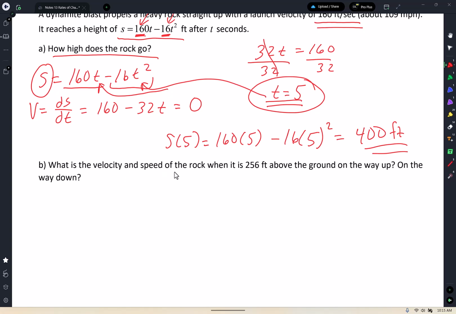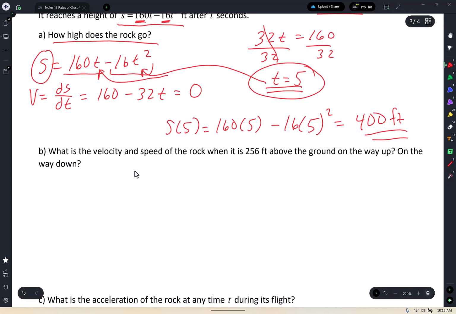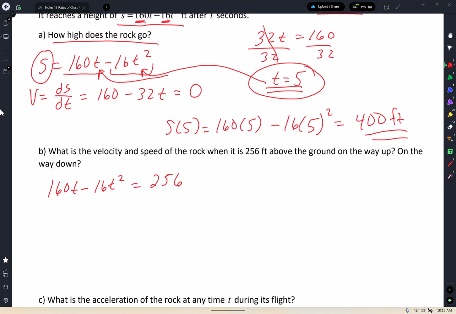What is the velocity and speed of the rock when it is 256 feet above the ground on the way up and on the way down? All right, find the time values. So here it is. I'm going to write 160t minus 16t squared equals 256. Do you guys know why I did that? This is my position equation. I need to figure out the time values when you're at 256 going up and when you're at 256 going down. So I need to figure out when I'm at position 256. That's why I set up the S of t equal to 256.